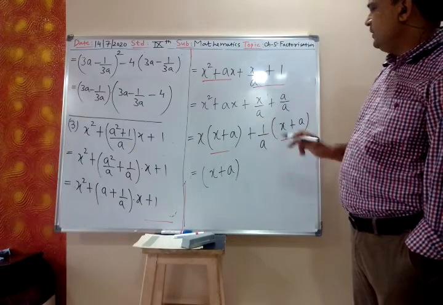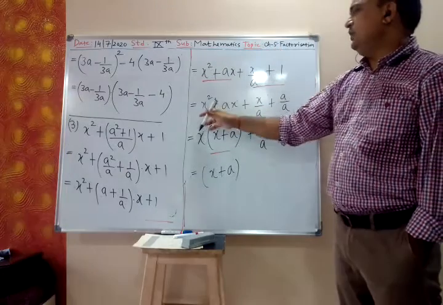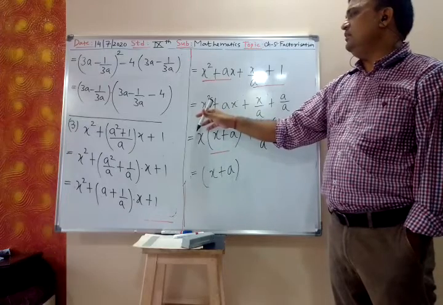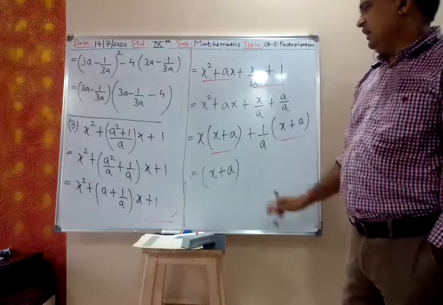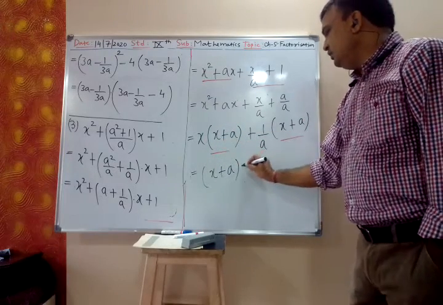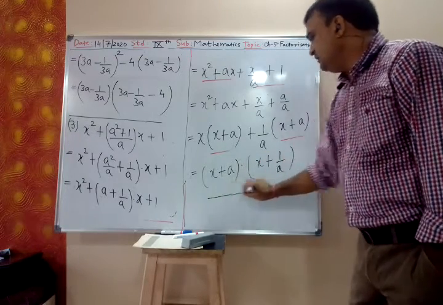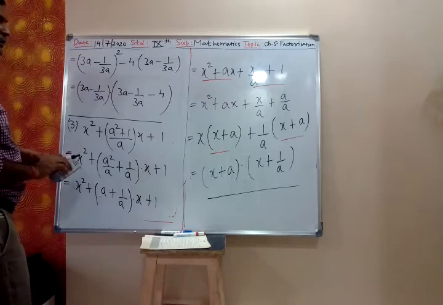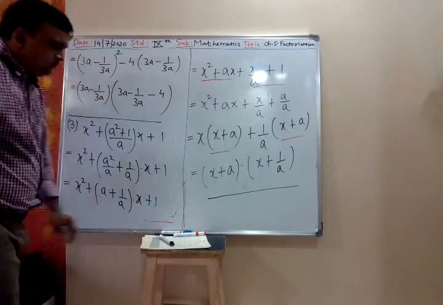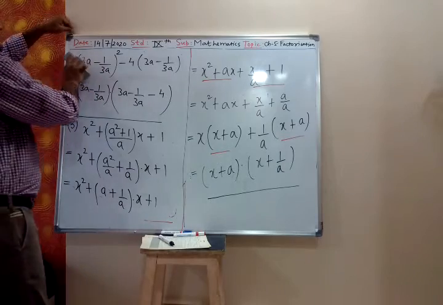x is already there. x square plus ax, x square means x into x. What is common in x square and ax? x is common. So x plus a into x plus 1 upon a. And this is the final answer. Understood? Ask the doubt.